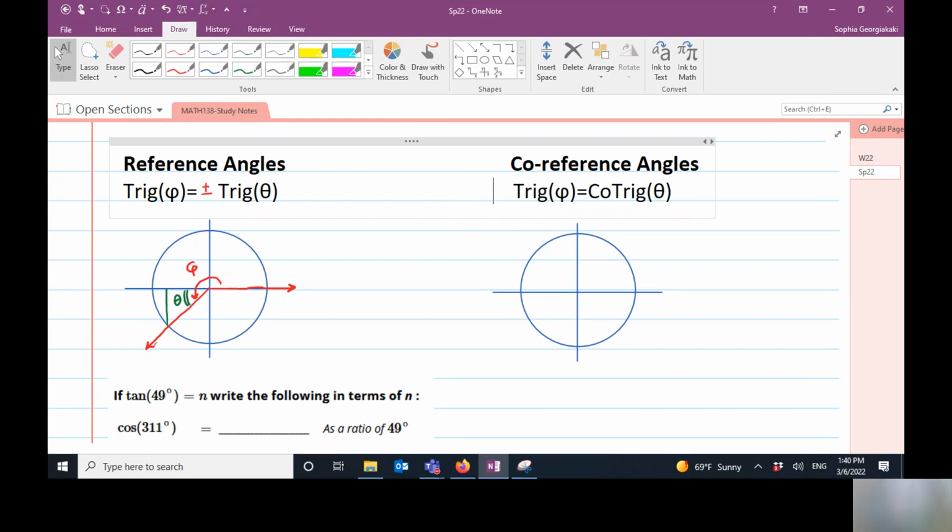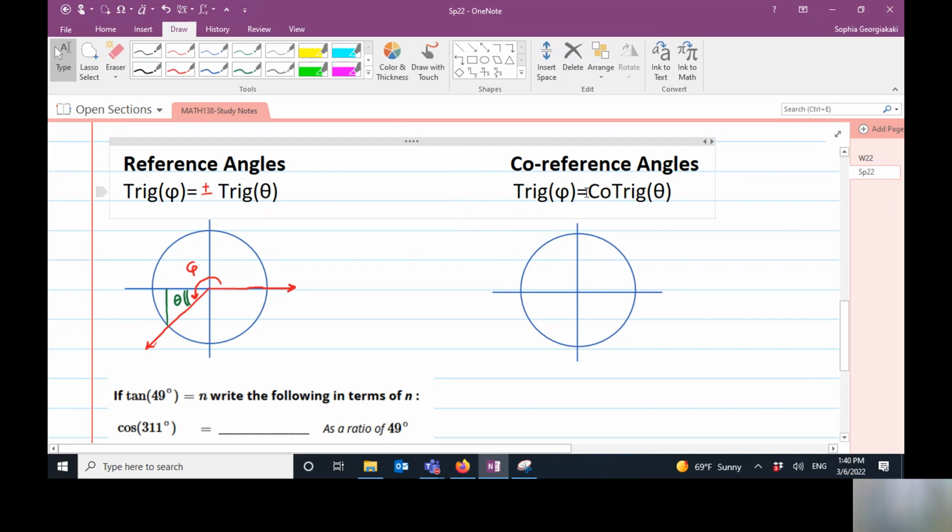So all the trigonometric functions of theta are positive, but in this particular example, phi is an angle in quadrant 3. And in quadrant 3, the cosine is negative, the sine is negative, the tangent is positive, the secant and the cosecant are negative, and the cotangent is positive. So depending on whether the trigonometric function of your angle phi is positive or negative, you're going to use the appropriate sign when you are evaluating in terms of a trigonometric function of theta. Remember, the trigonometric functions of theta are always positive numbers.